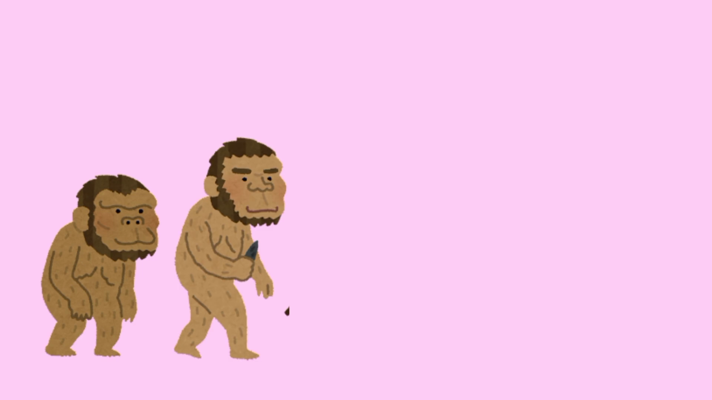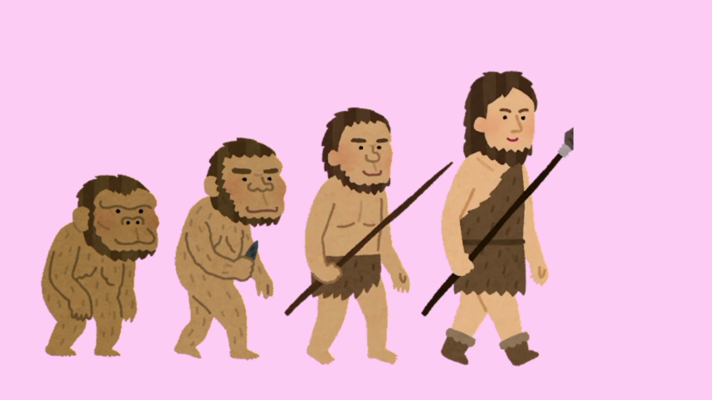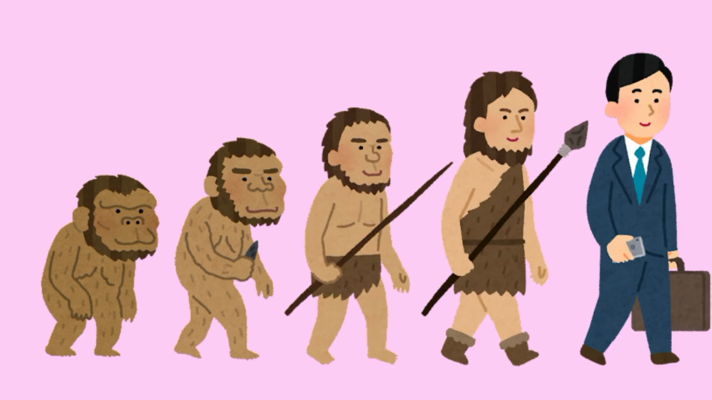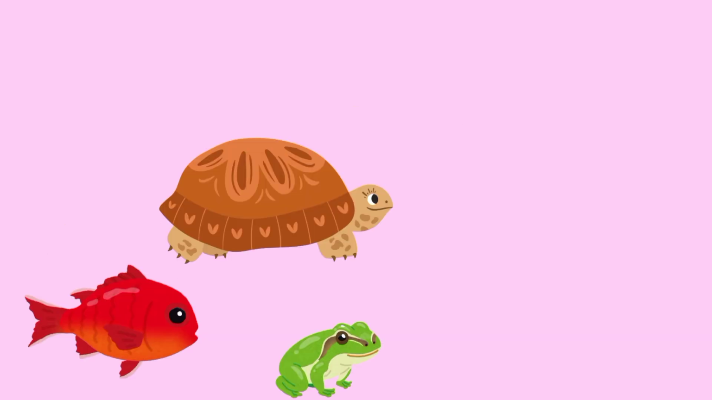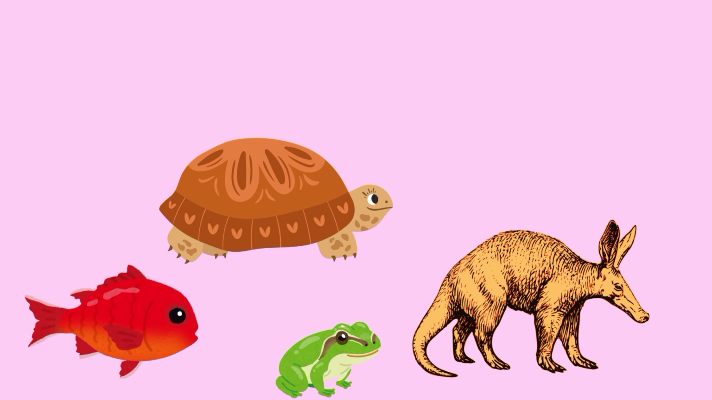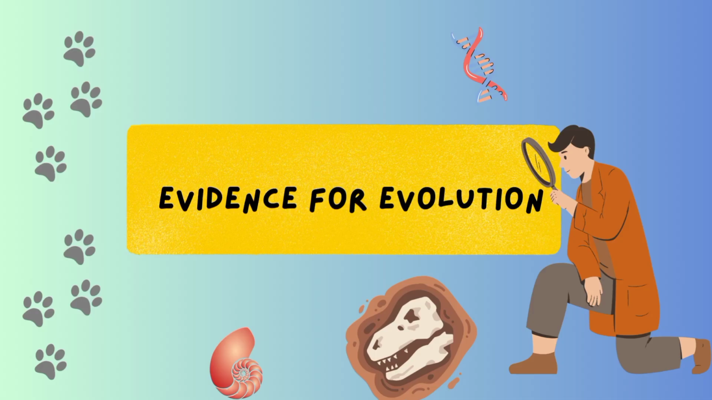In our last video, we learned about evolution. We have learned how life forms have gradually changed over millions of years. But how do we know that evolution is real? What evidence do we have that life has changed and continued to change over time? Welcome to today's video on the amazing evidence for evolution.